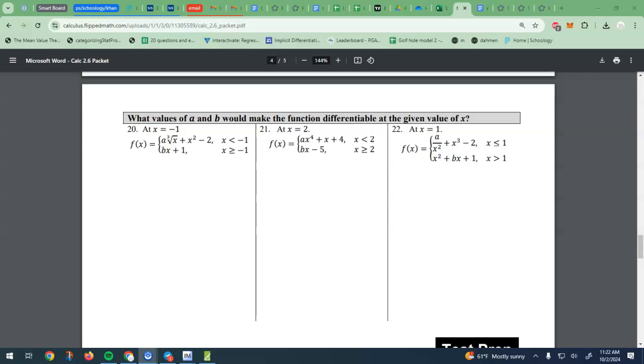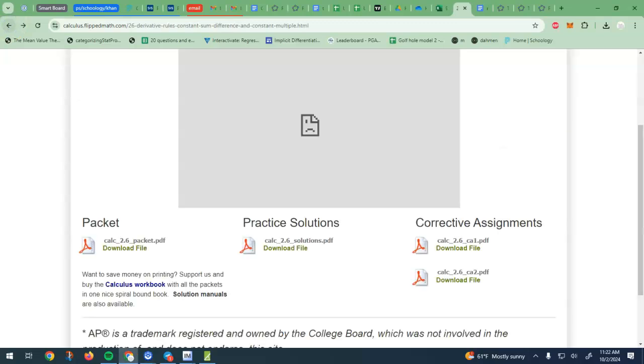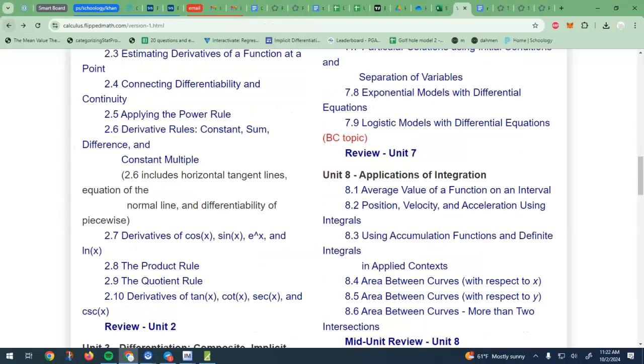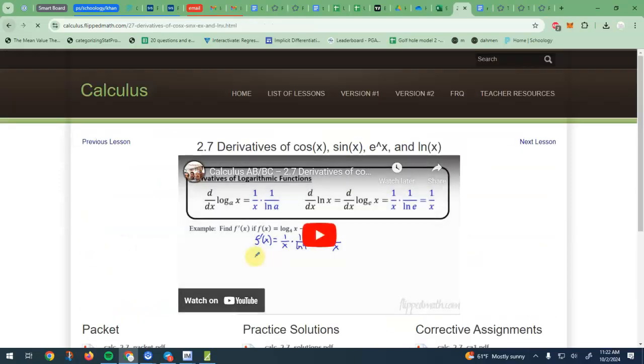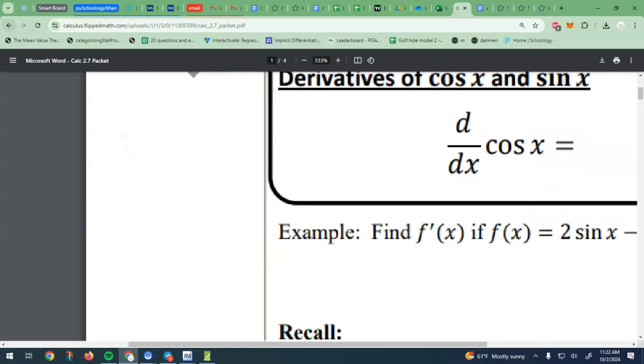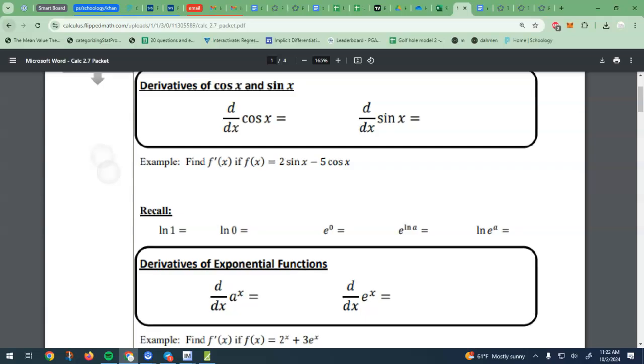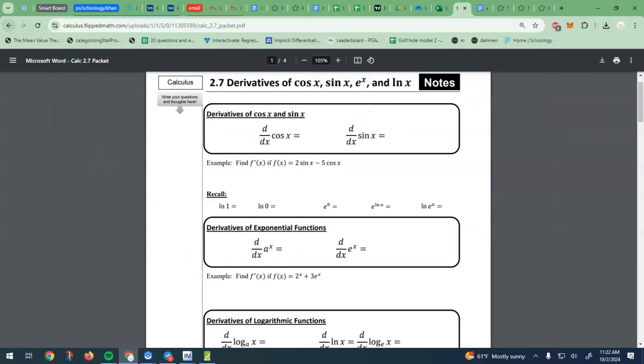Alright, let's look at the actual notes. So go to 7. Okay. So the derivative of cosine is negative sine of x. The derivative of sine of x is cosine of x. If it starts with a c, your derivative is negative.